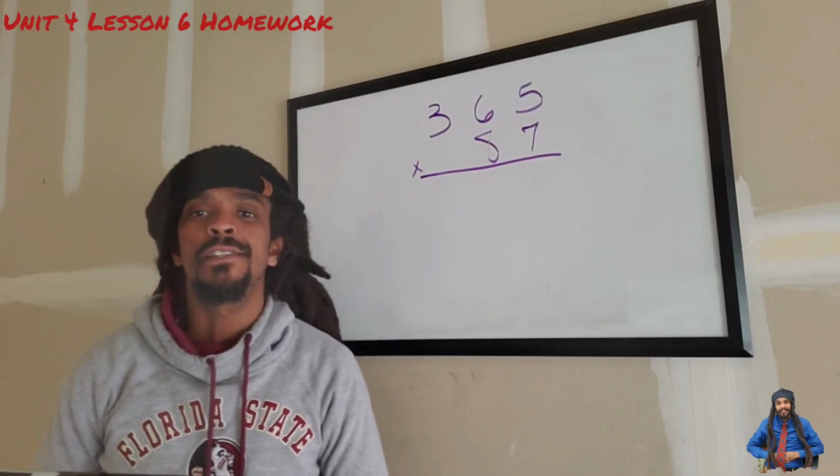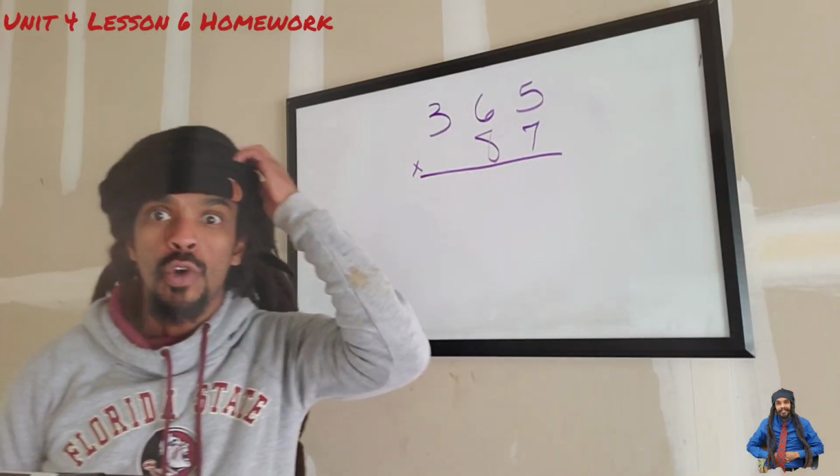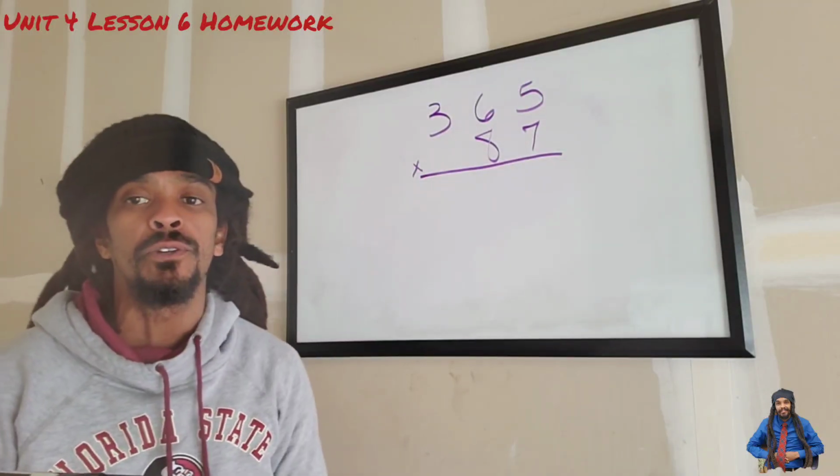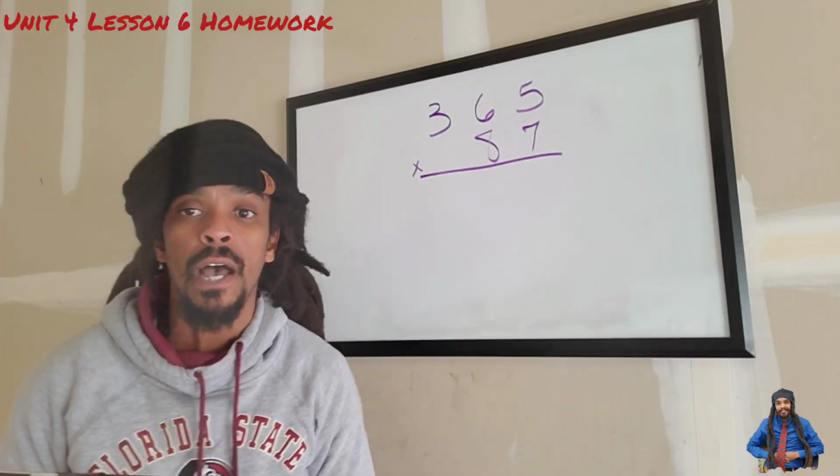Unit 4, Lesson 6 homework. Let's go, let's go, let's go. Right into it. 87 times 365 using the standard algorithm.